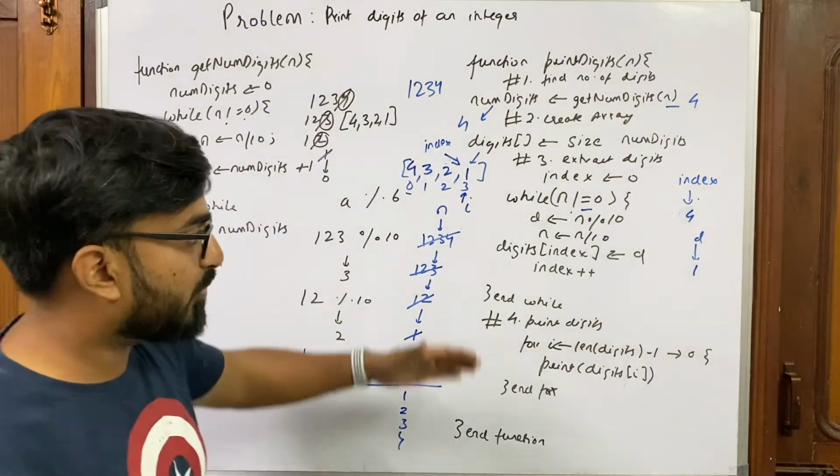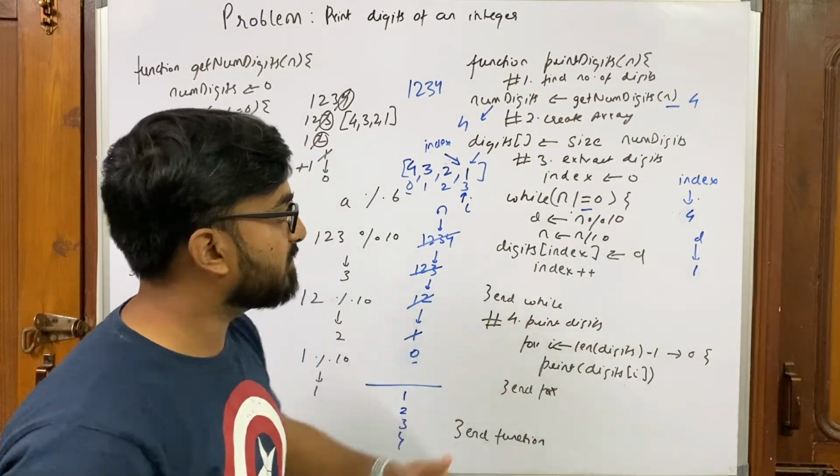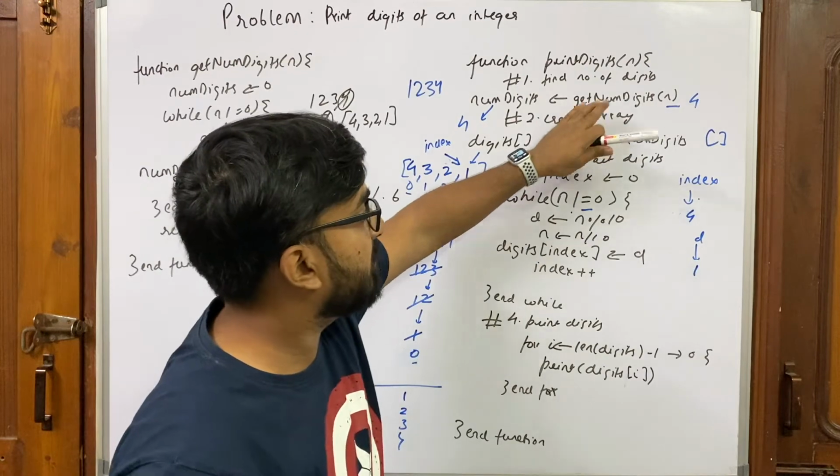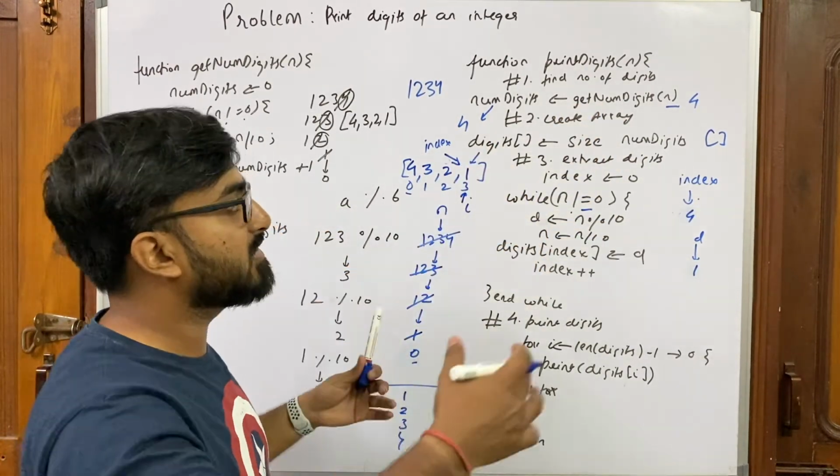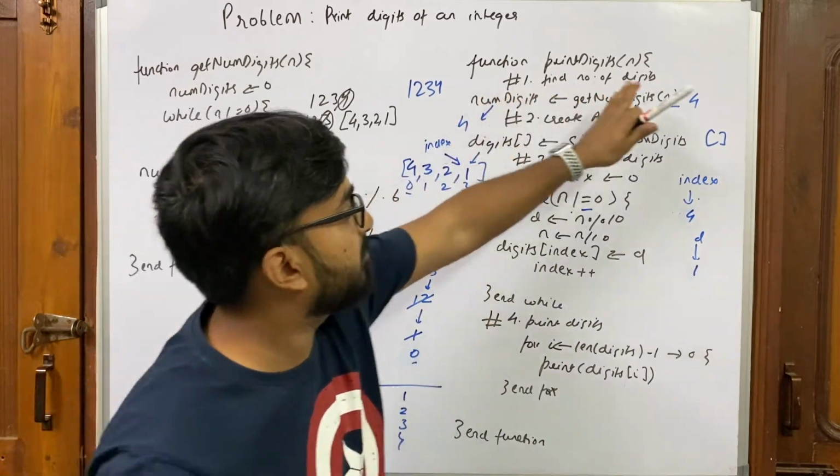So this is a long process for a simple problem. How can we optimize this? The idea of finding the number of digits is to know the size of the array that you want to create. Otherwise you can create, say, an array of size 20, right? And you can skip this step.